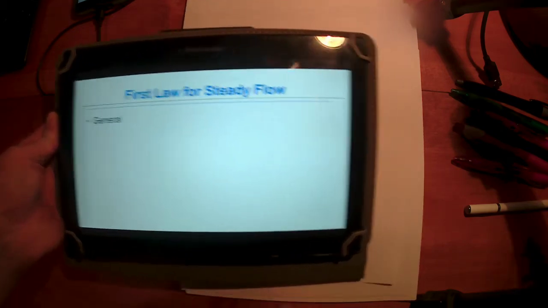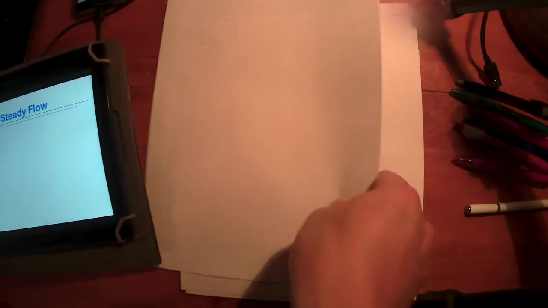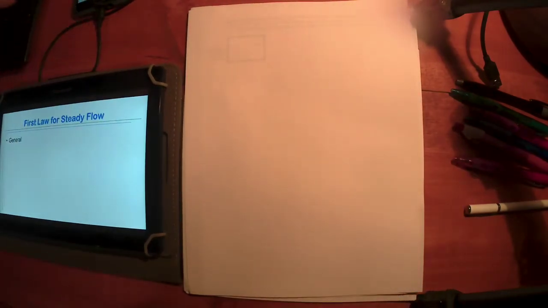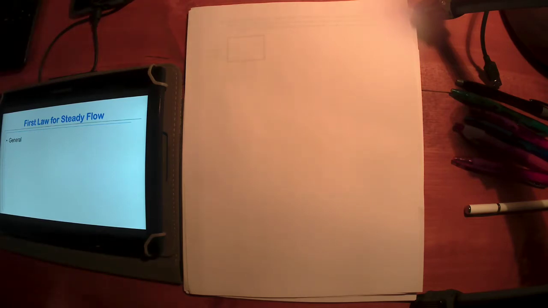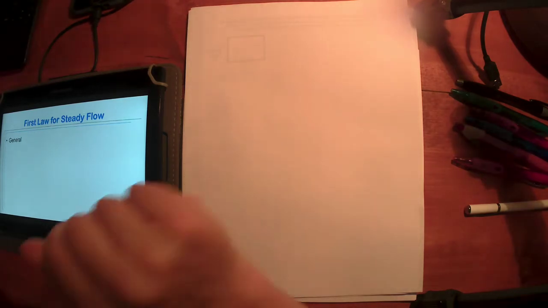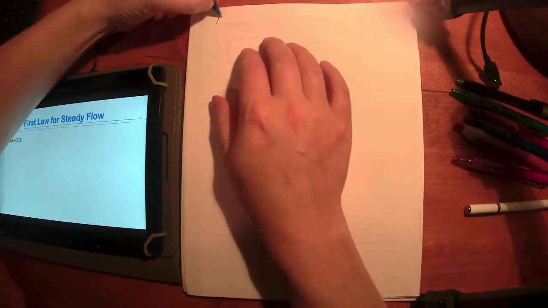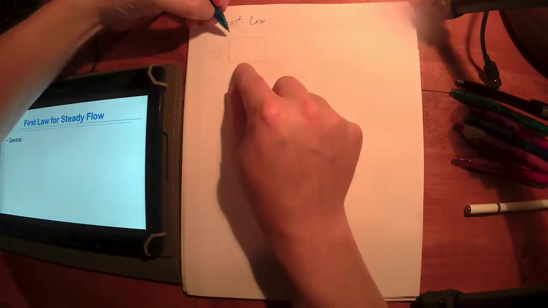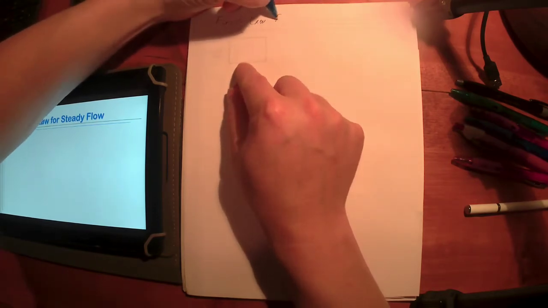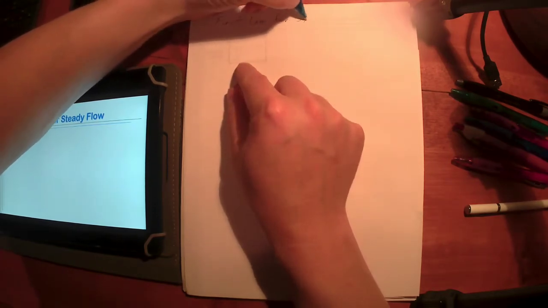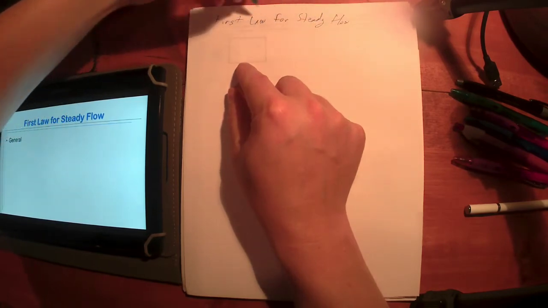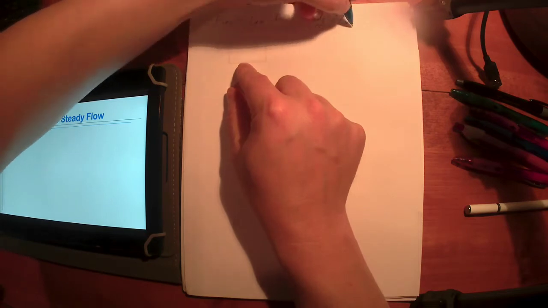So, let's continue on. Last time we introduced the first law for steady flow control volumes, both a general form. I'm going to write it quickly because, unless you took a break between lectures, you've just seen this. First law for steady flow. This is the general expression.